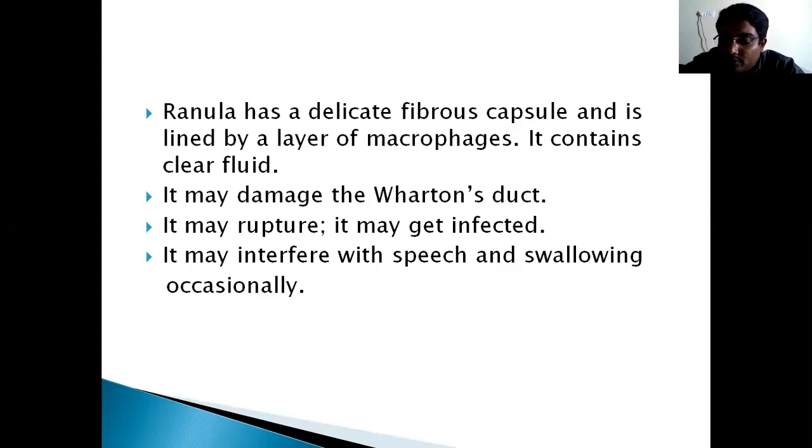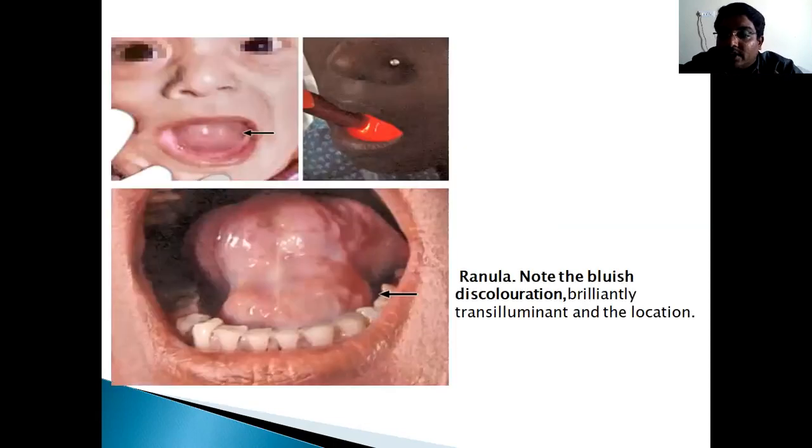If they give a 4 marks question, you simply write the ranula definition, then the clinical features, then the treatment. These 3 pictures are showing: the first one, the above one, shows the bluish discoloration of the swelling, and the second one is brilliantly transilluminant.